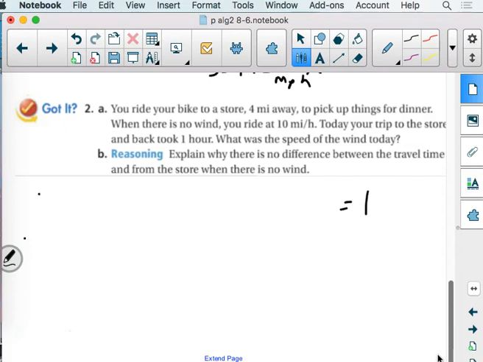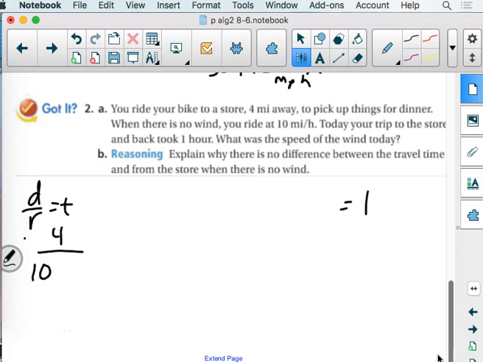Now we just got done saying distance divided by rate equals time, right? Did they give us the distance? What is it? It's 4. Do we know how fast you're going? 10 miles per hour.